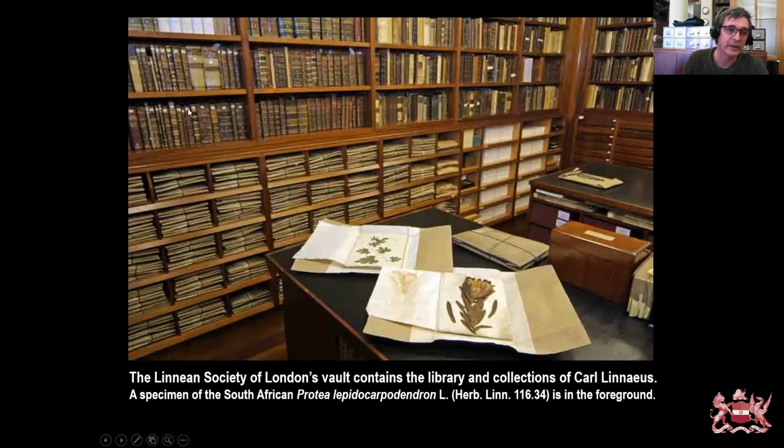So up here, if I move my cursor around, these are his own personal copies of his publications and those of his students. If you go further around the room, there are also examples of his own personal library from other authors, such as the Bauhan brothers. Beneath that, and to the right, there are the remnants of his insect and shell and fish collections. But the bit that gets me personally deeply excited are these brown paper bundles with the Linnean plant specimens in.